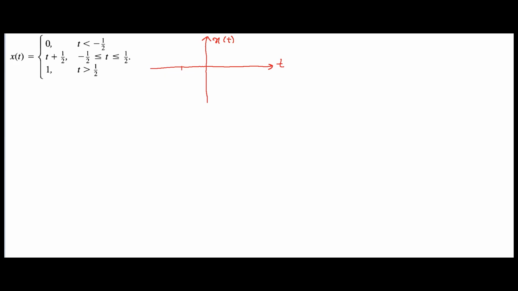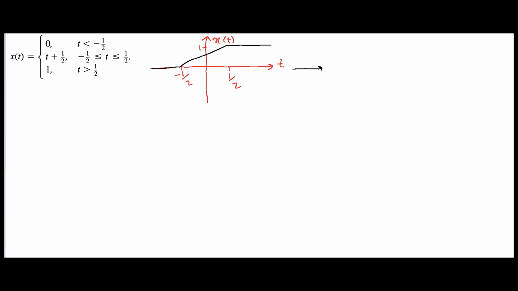The first thing you should do is sketch the signal. If we draw the signal, before minus 1/2 the signal is 0. After plus 1/2 the signal becomes 1. And between minus 1/2 and plus 1/2 the signal is a straight line with a slope equal to 1. So this is the signal x(t). Now we want to compute its Fourier transform.